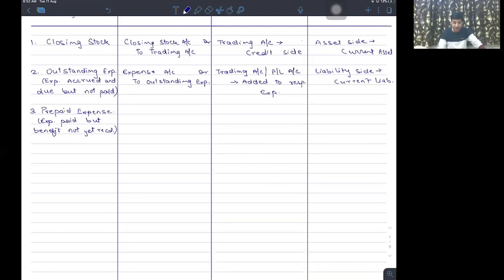All right. Therefore, what will I be required to do? When I had paid the expense, at that time I had passed the entry as expense account debit to cash or bank account. But now the benefit against it is yet to be received. So I have to reduce the current year expense. And I have to show that as an asset, right? Because against that, I'm supposed to receive the benefit.